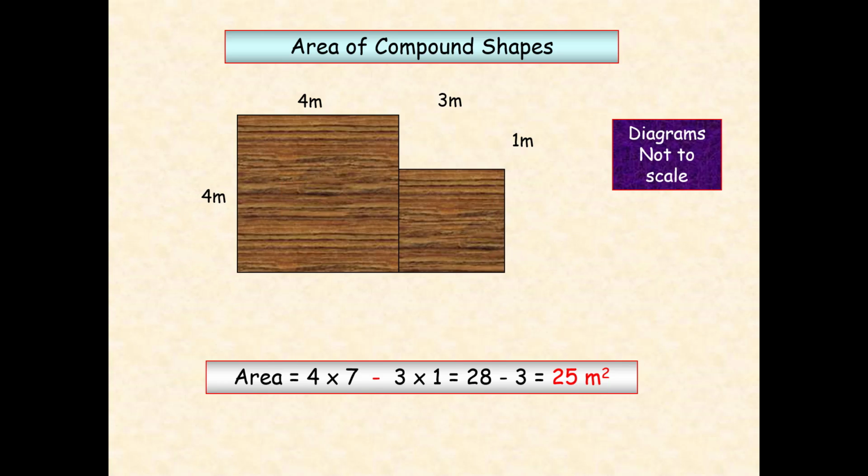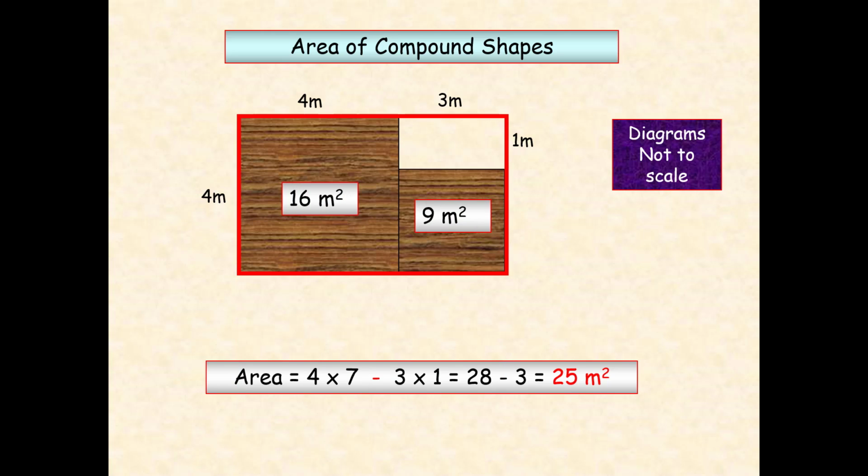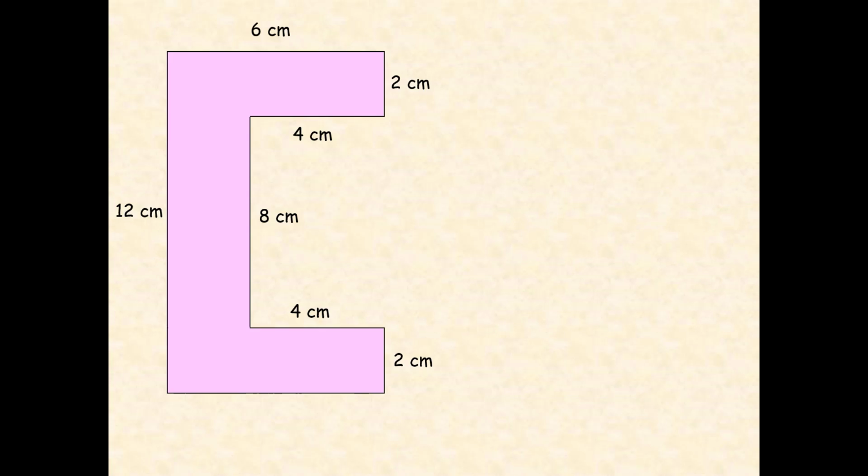But we can also subtract, so we can work out the whole rectangle, which is 4 times 7 square meters. And then we can subtract the small rectangle, which is 3 times 1 square meters. And it will give us exactly the same answer. So the big one minus the missing piece. We can break it up in different ways.